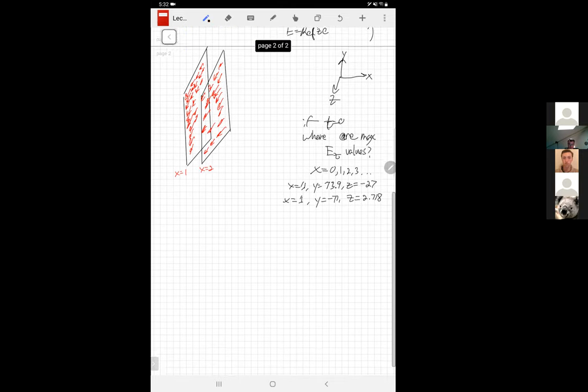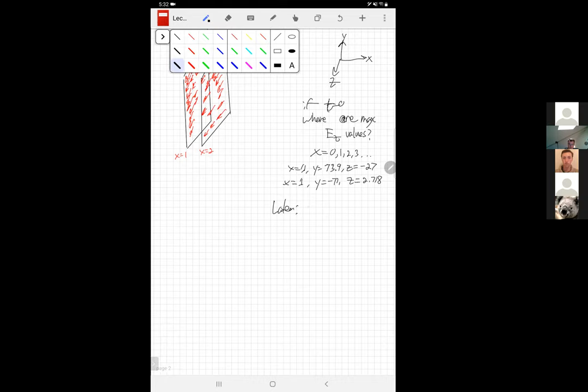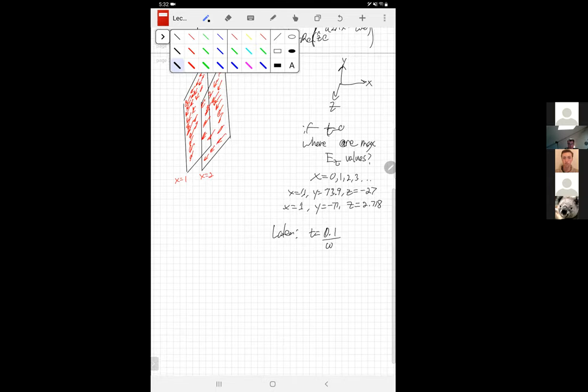And now, a little bit later, t equals 0.1 over omega. Well, we'll just say 0.1 over omega, and leave it at that. So now E is equal to z hat cosine of 2 pi x minus omega times 0.1 over omega.